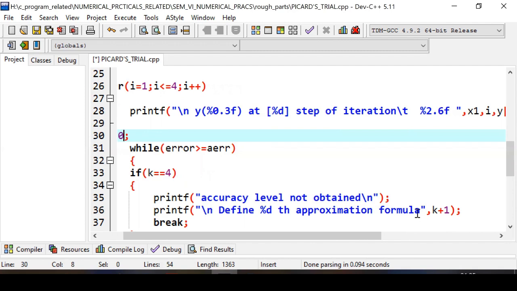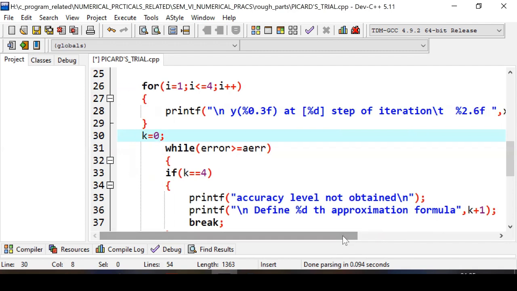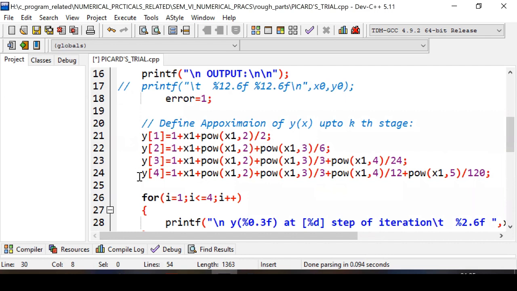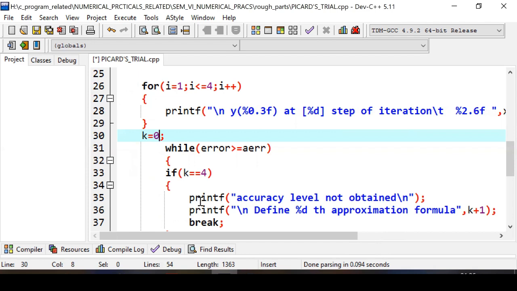That means the program is prompting you that whatever you have entered till now is not sufficient to derive the answer up to the accuracy you are demanding. You better incorporate y5, y6 like that. So that is the message which is displayed. Okay, so once it is done, then it will run the break. That means it will just come out of this loop.